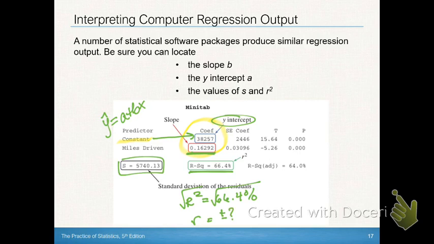You tell that from your slope. So if your slope was positive, then your R value will be positive. If your slope was negative, then your R value will be negative. So even though this computer output doesn't give you the R value directly, you can get it from the R squared value. Now these other things here we're going to talk about at some other time. We'll come back to those later.